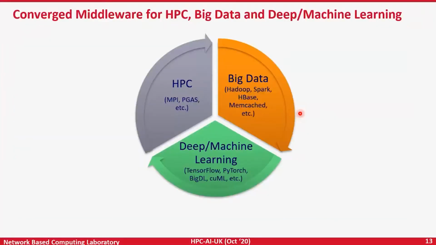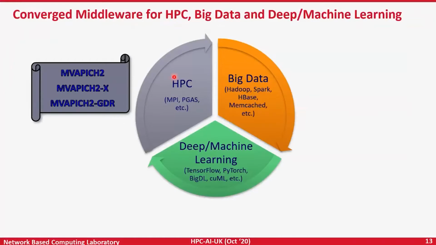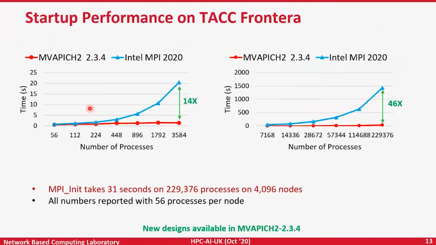So in this context, let's start with high-performance computing. We have a basic MVAPICH2. There is an enhanced version called MVAPICH2-X. And then there is a GPU version, which is MVAPICH2-GDR. I'll be talking about those.